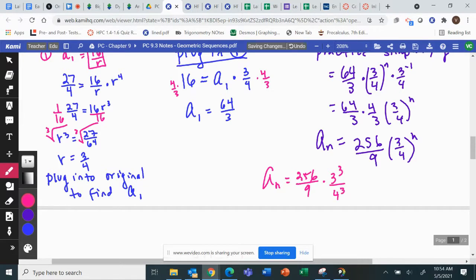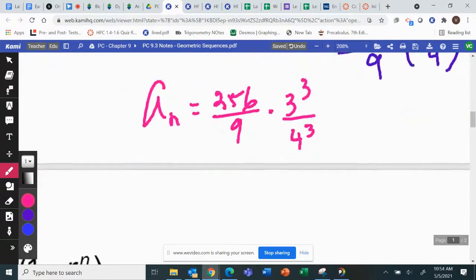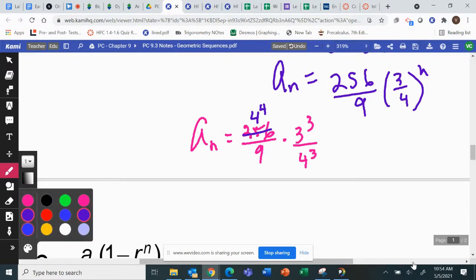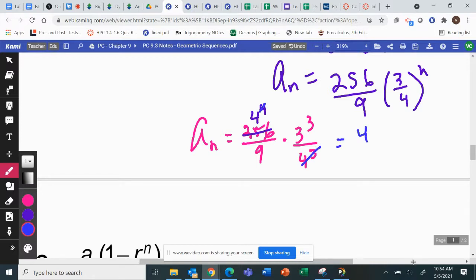So I'm plugging in 3 for n, and I just went ahead and took the 3 and applied it to both the numerator and the denominator of 3/4. And then I just know that 256 is 4 to the 4th. Sorry. And then 4 to the 3rd on the bottom will cancel with all but one of those 4s. And then 9 is going to cancel with 2 of those 3s. So we'll have 12.